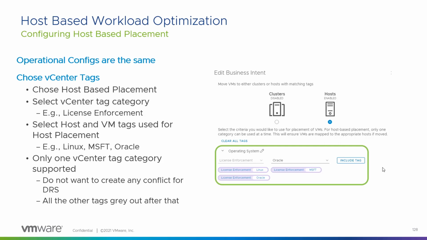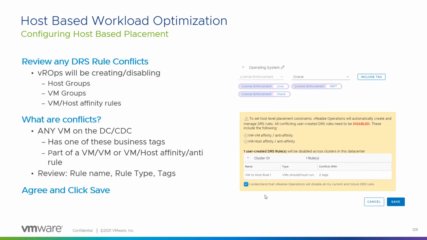How do I want to best manage this? I need to start creating host groups, VM groups, and VM host affinity rules. And the first thing it's going to do is say, hey, here's a list of rules that are currently in the environment that are going to conflict with what I'm going to do. So basically it's looking for any VMs or any hosts that already have affinity rules on them that conflict directly with the rule we're trying to create.